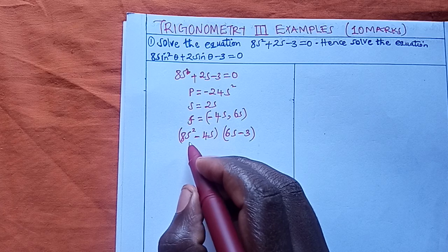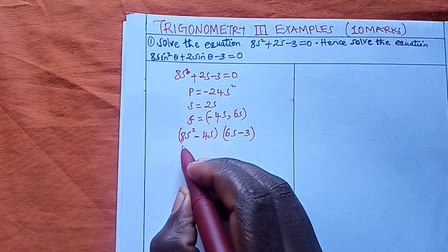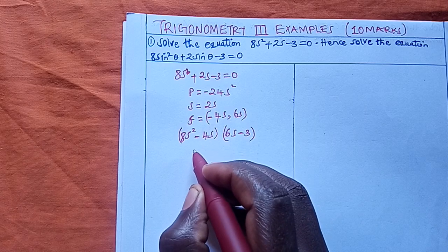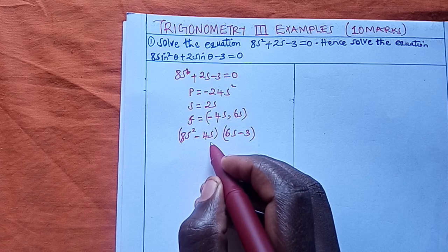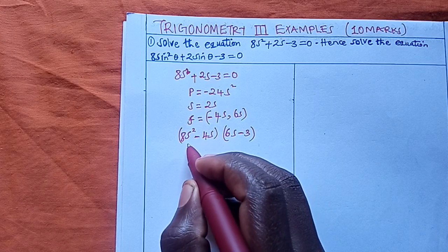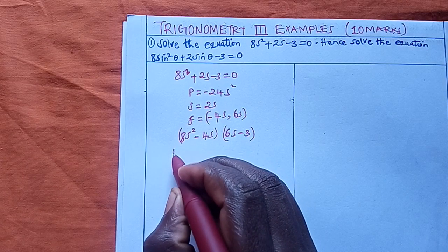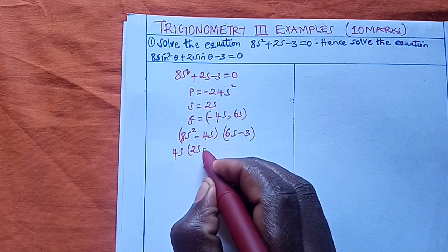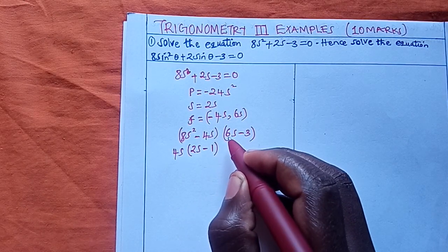Now let us find the common factor in the first bracket. If you check very well, the common factor is in fact 4. Somebody can say the common factor is in fact 2, but in this case 4 is the most suitable. Now let us say it is 4s, we multiply by 2s, it will give us 8s, then you take away 1. We have finished with this first bracket.